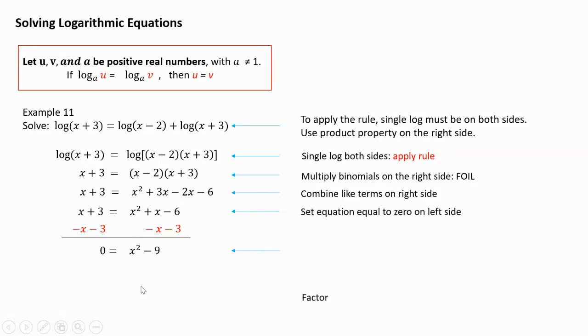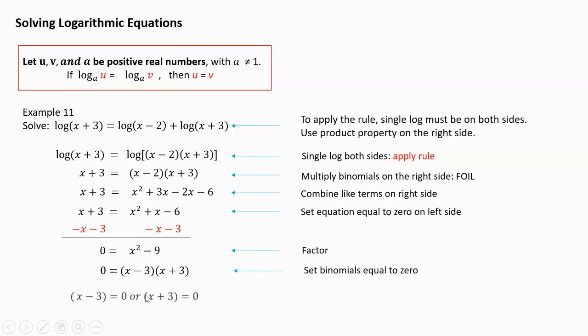Now we get to factor. Again, this is the factoring PowerPoint, I believe I did it in week 3. So you guys can recall, x squared minus 9 is going to be x minus 3 and x plus 3. So then we set both binomials equal to 0. So we have x minus 3 equals 0 or x plus 3 equals 0. On the left, we're going to solve for x, so x equals 3. And on the right, x equals negative 3. So these are my two solutions.